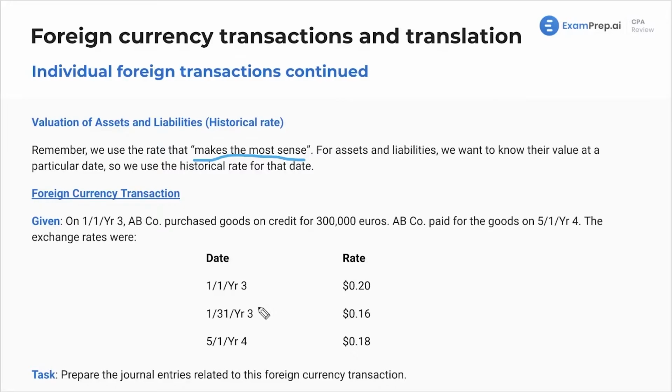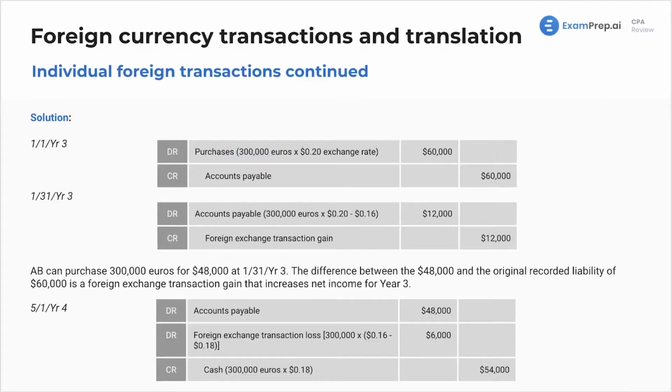Now, this would be a simple question if it was all in dollars, right? We wouldn't have to worry about exchange rates. This is going to be a normal question with normal journal entries. Let's see them here. But we have a little bit of foreign transaction gain, right? Remember, we always credit gains. We always debit losses. That is just the rule. Now we purchase, right? Purchase expense, and then we have accounts payable. And we are just using our exchange rate on the date, right?